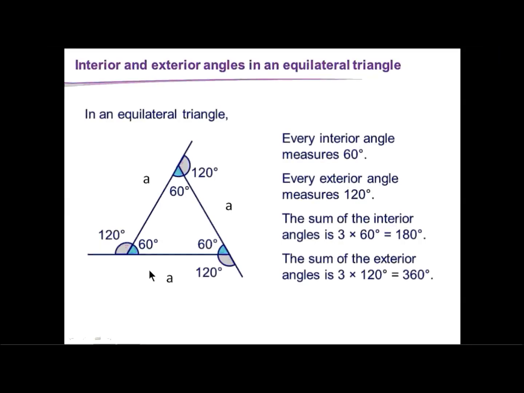Like, in an equilateral triangle, all sides are equal and each interior angle is 60 degrees and each exterior angle is 120 degrees.